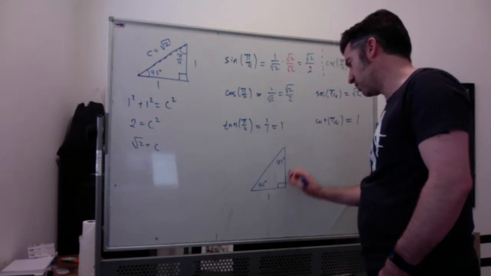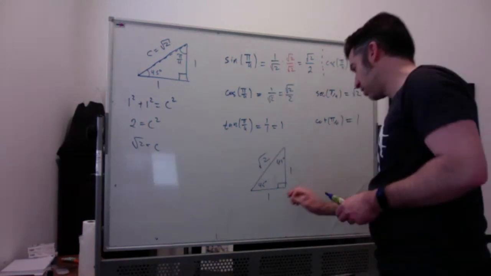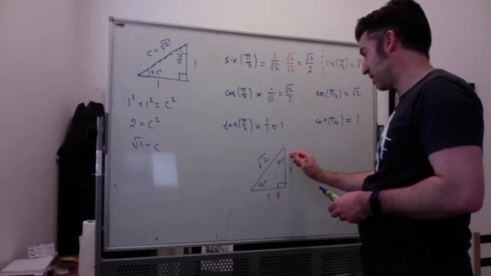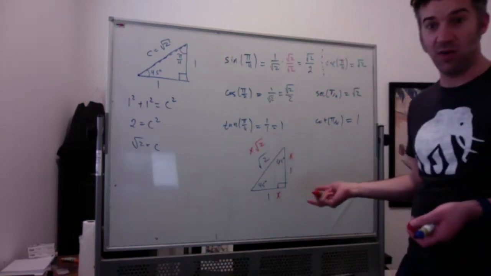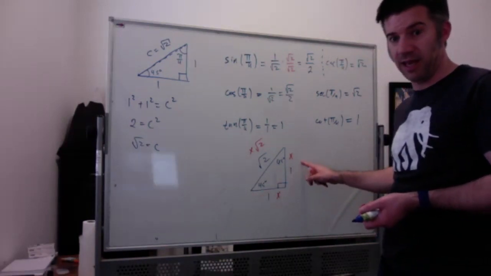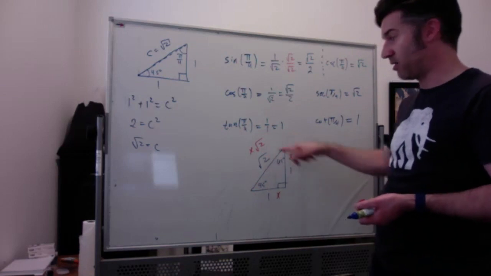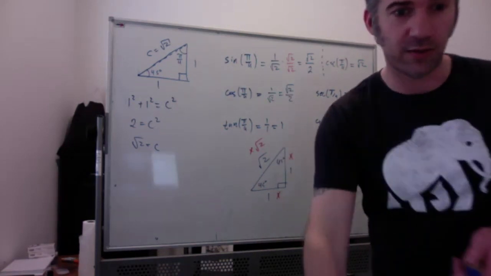And the sides are 1, 1, root 2. Or more generally, the sides are some length x, and some length x times root 2. Right? These sides are always in that proportion. If these sides are the same length, x and x, then this side is that length times the square root of 2. Okay, let's look at our other triangle.